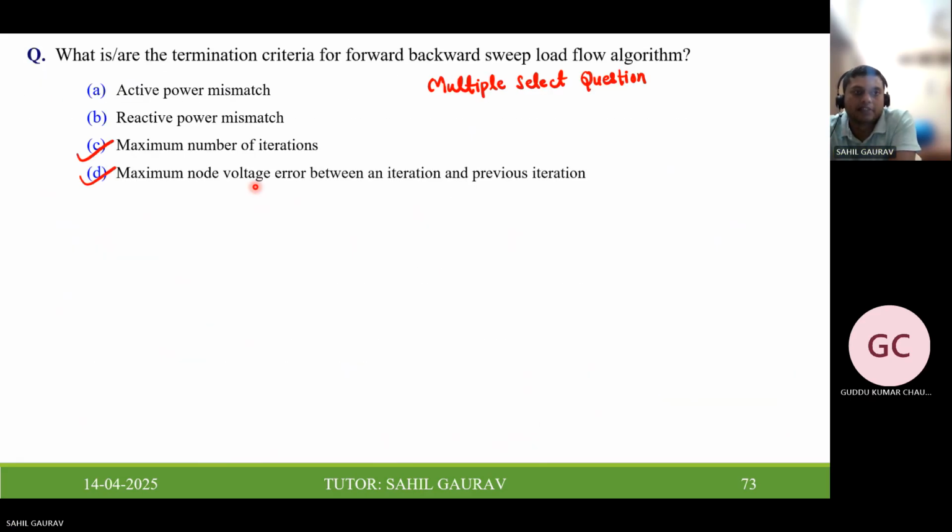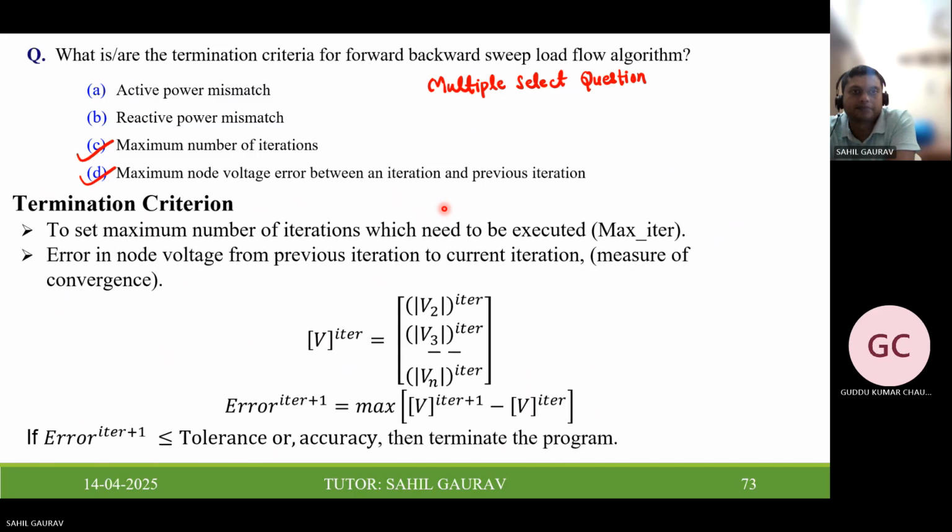Now in this problem, it is asked what the termination criteria for the forward backward sweep load flow are. As I already told you, there are two criteria. Either one has to be fulfilled, and then we stop the algorithm. The criteria are either it satisfies the maximum number of iterations, or the maximum node voltage error between the iteration and the previous iteration.